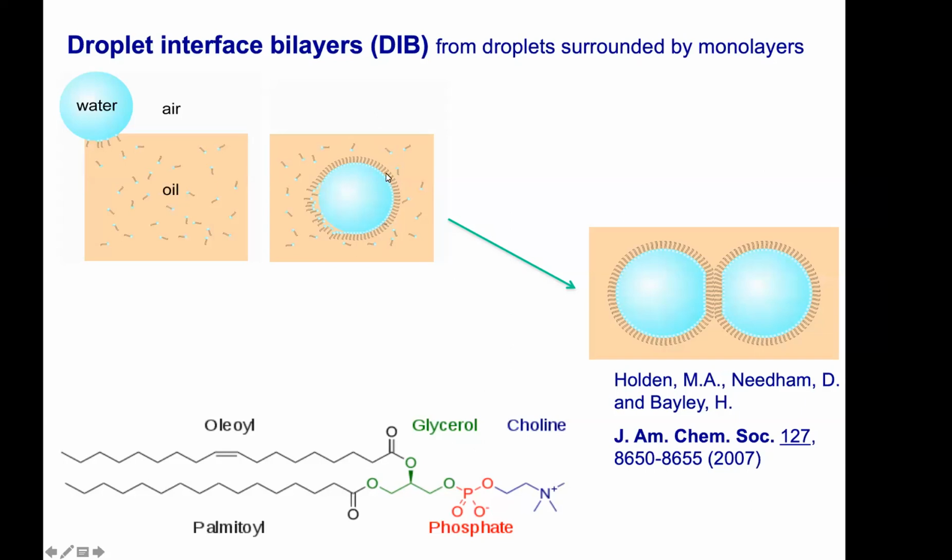And then when you bring two of these droplets together, they form a bilayer at their interface. That seems obvious at first sight, but when you start thinking about the energetics, it's not immediately obvious that that would occur. But they do indeed form a tight bilayer between the two droplets, and that's the basis of our synthetic tissues.